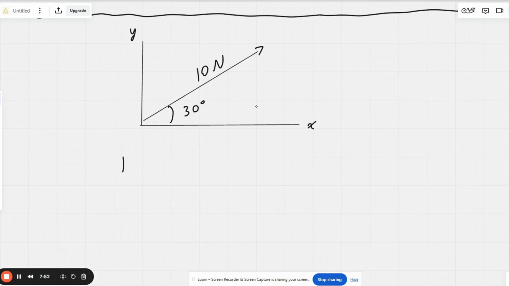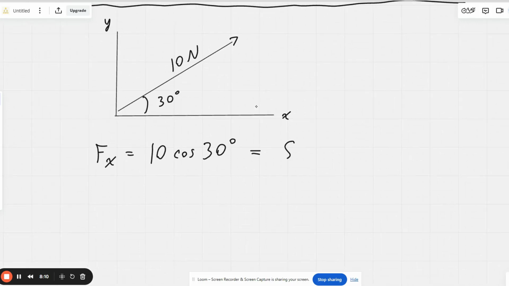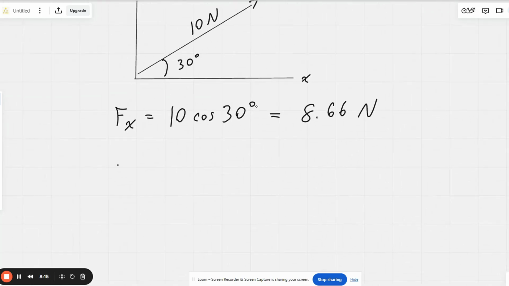So what we would do is break it down. For our F of x, we would use our formula here. We would say that this is F, which is 10 newtons, times cosine theta, which is cosine of 30 degrees. And when you punch that into your calculator, you get 8.66 newtons. To find our F of y, we would say 10 sine theta, and in this case, this would just be 5 newtons because sine of 30 is 1/2. So we have 5 newtons.